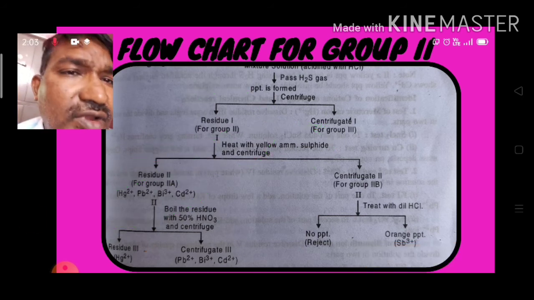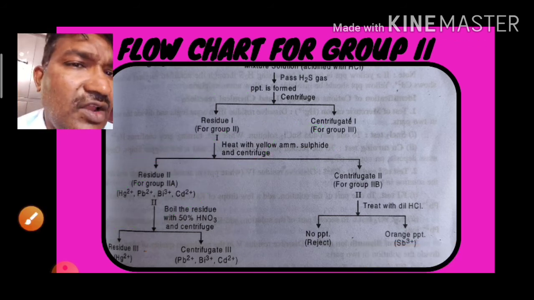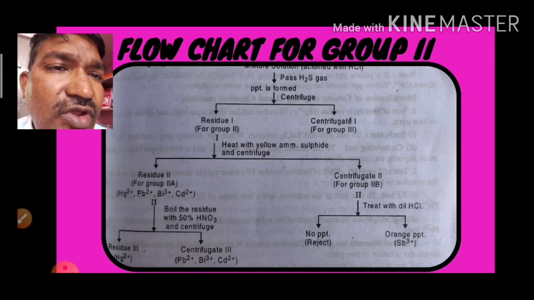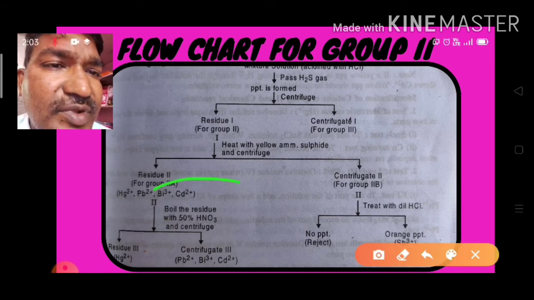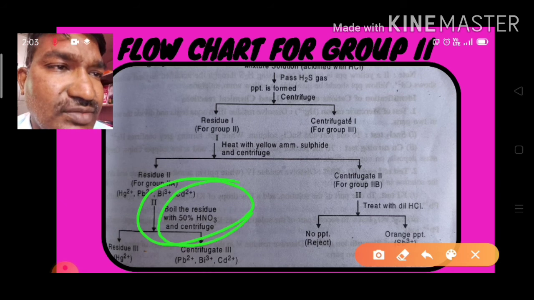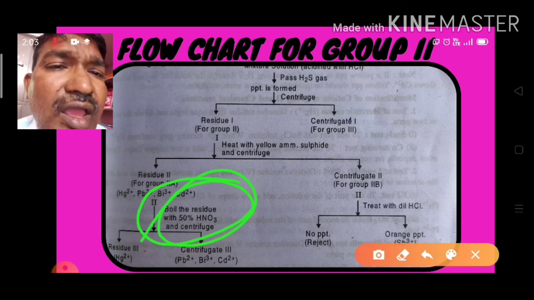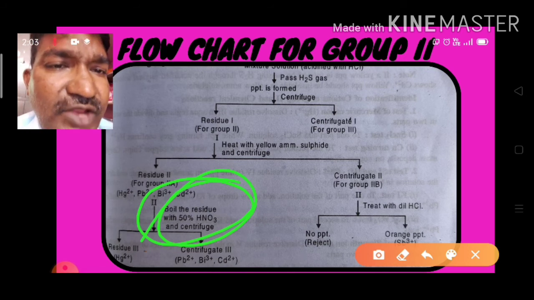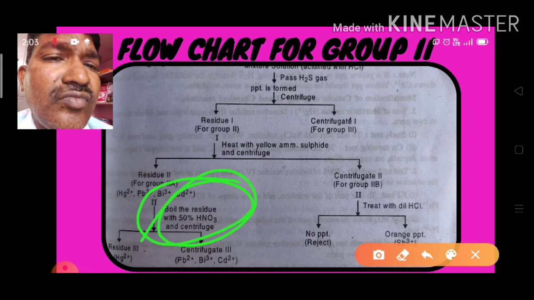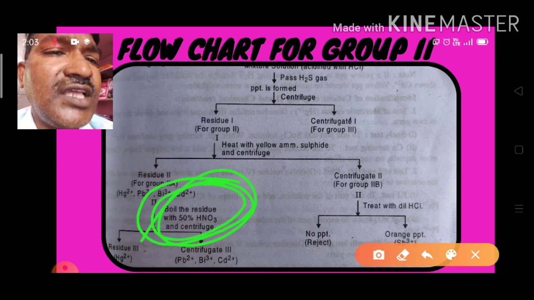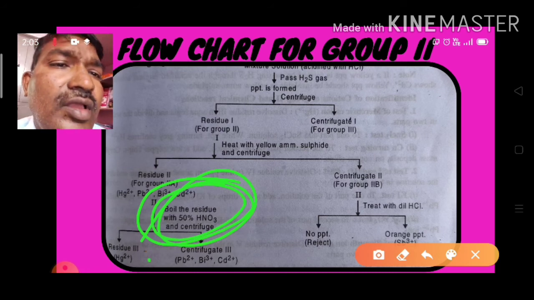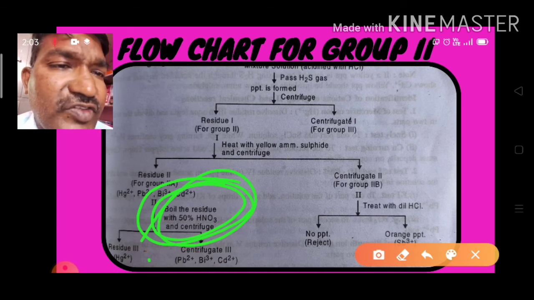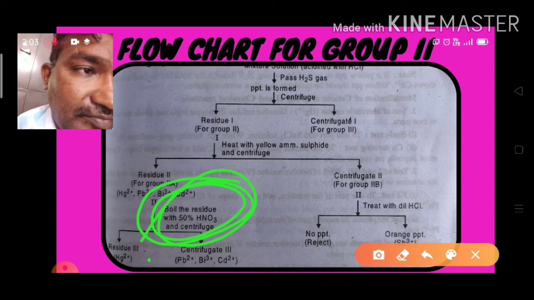Then if the precipitate does not dissolve in the yellow ammonium sulfide, what we have to do is boil the residue with 50% HNO3. If the precipitate contains mercuric ions, then it does not dissolve in this HNO3 solution. And if the precipitate contains lead or bismuth or cadmium ions, then it goes into solution in the form of nitrates: lead nitrate, bismuth nitrate or cadmium nitrate.